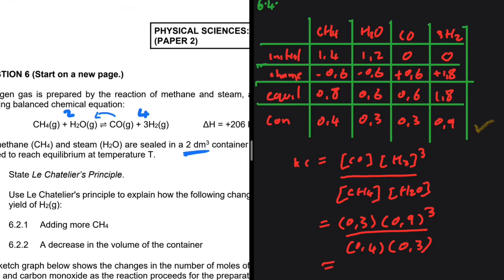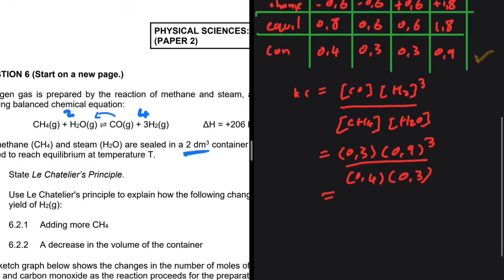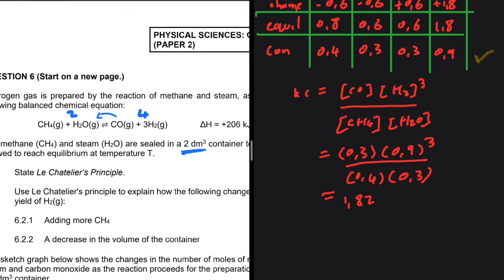So we put that in our calculators. Let me just do that real quick. 0.3 multiplied by 0.9 to the power 3 divided by 0.4 multiplied by 0.3. And then I get 1.82. Right, that's it. We don't have an SI unit for Kc. So there we go. That is the Kc, the equilibrium constant for this reaction.